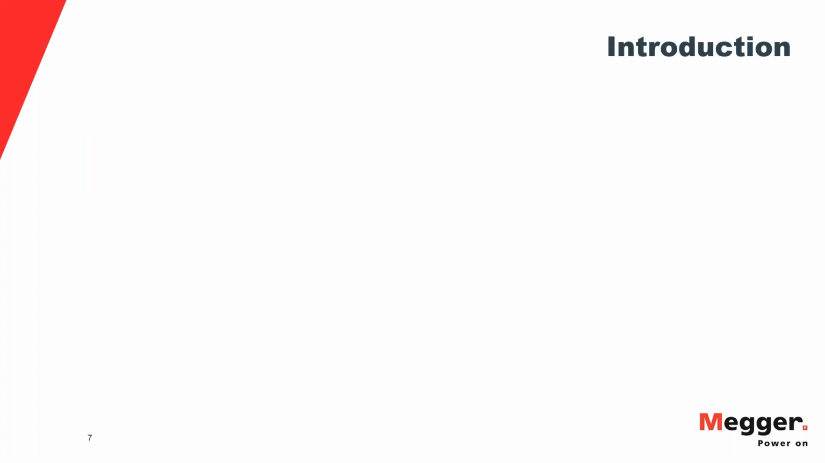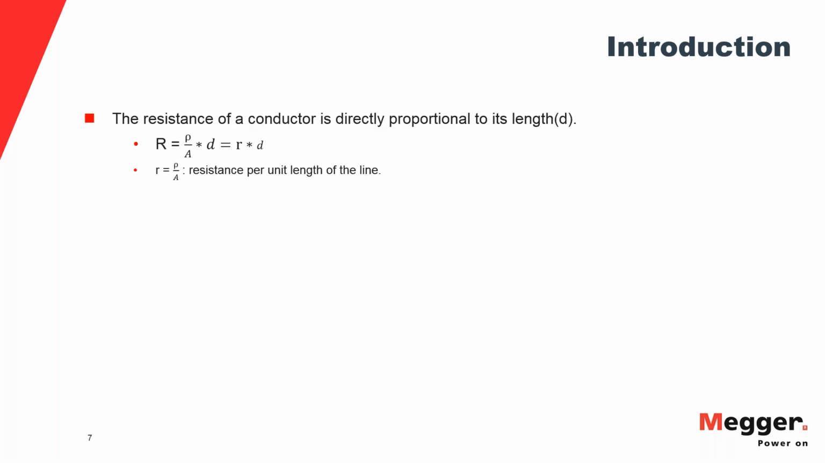As an introduction, I want to present the physical reasons for why distance protection is used in systems. If you remember the equation for the resistance of a conductor, the resistance is a function of the resistivity and the area, and it's directly proportional to the length of the conductor. So the longer the conductor, the bigger the resistance; the shorter the conductor, the smaller the resistance.